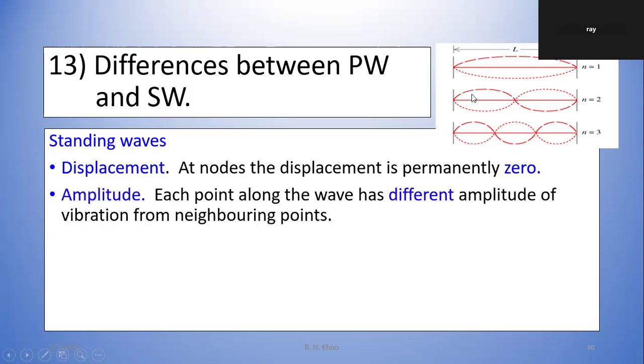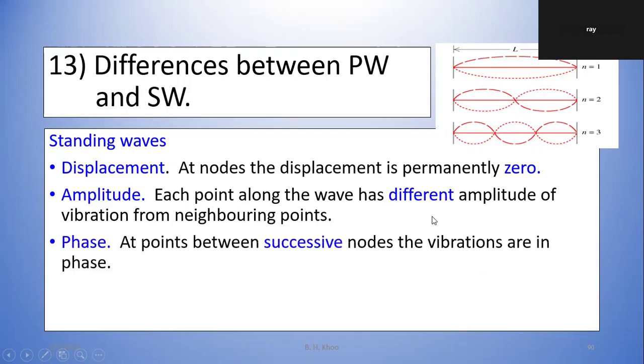Amplitude. Each point along the wave has different amplitude of vibration from neighboring points. When you look between the nodes there, each point there, or each particle there, has different amplitude. The largest amplitude is at the antinode there. Same here. Okay, they are all different. Even if you look at here, between the nodes, all have different amplitude. The largest at the antinode there.